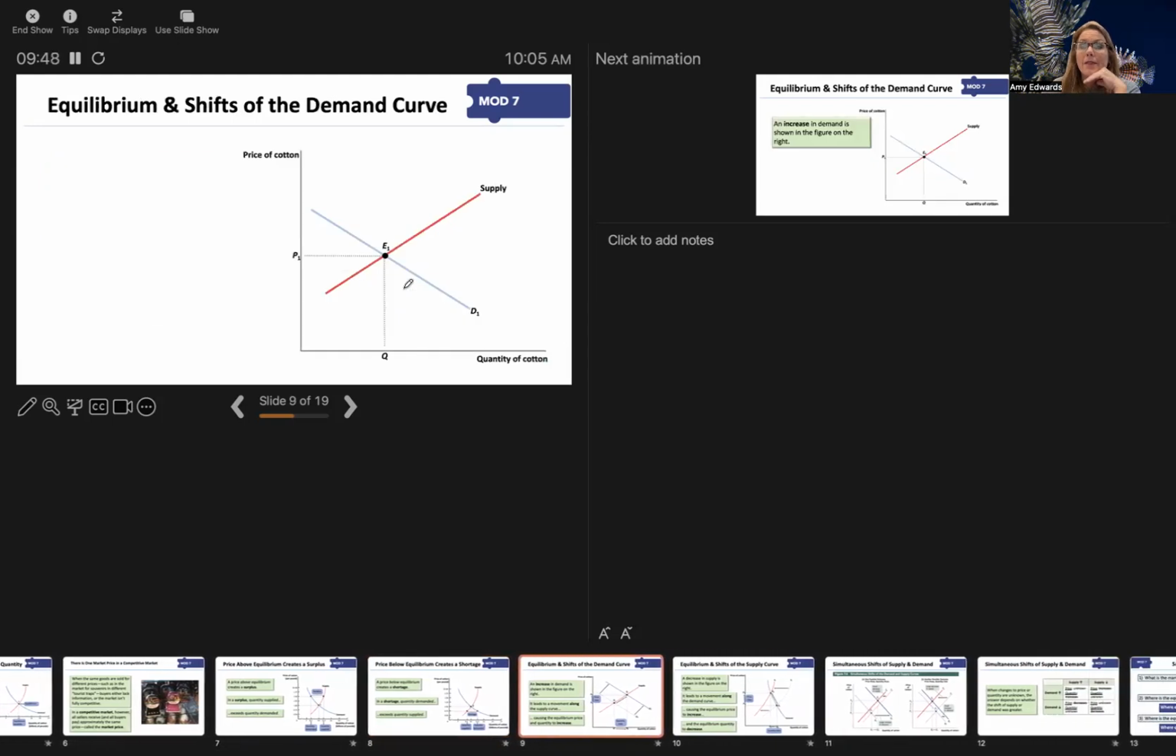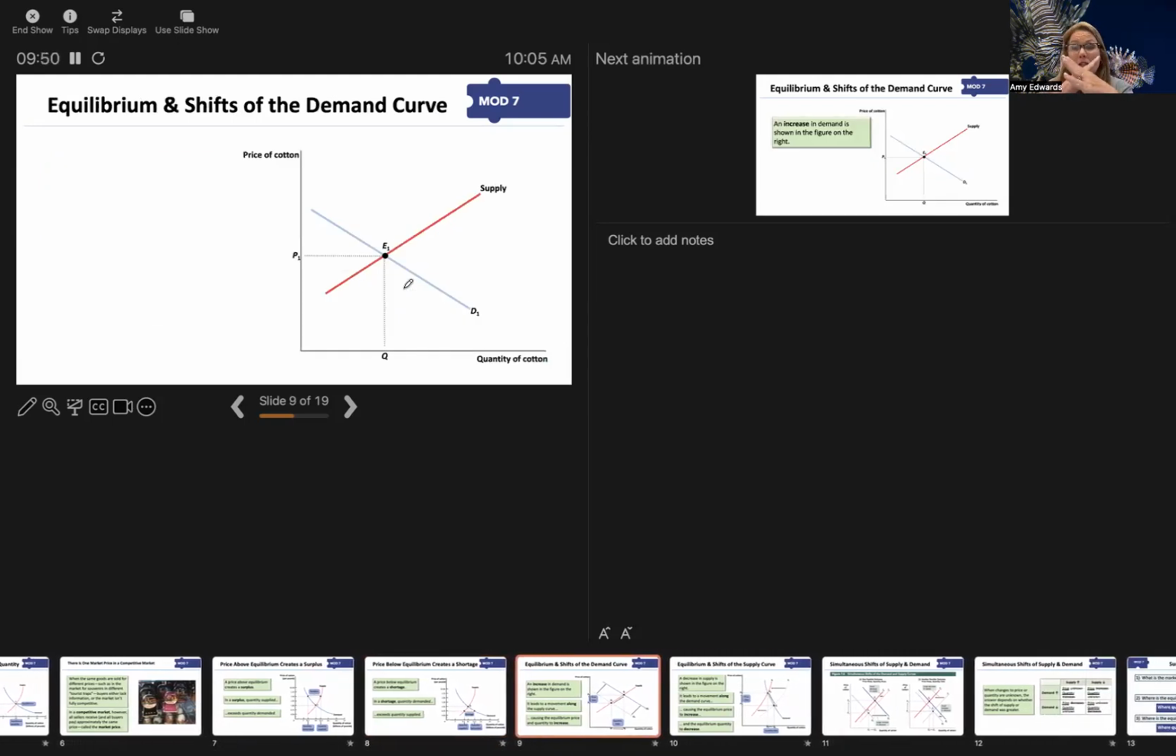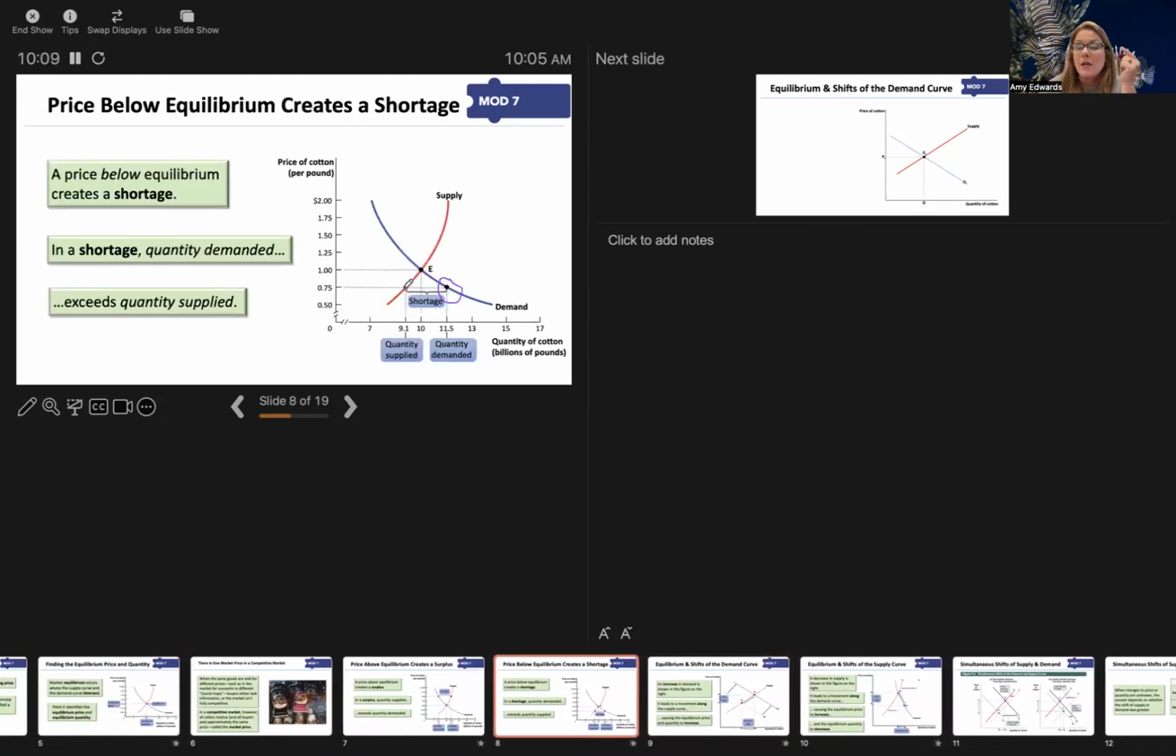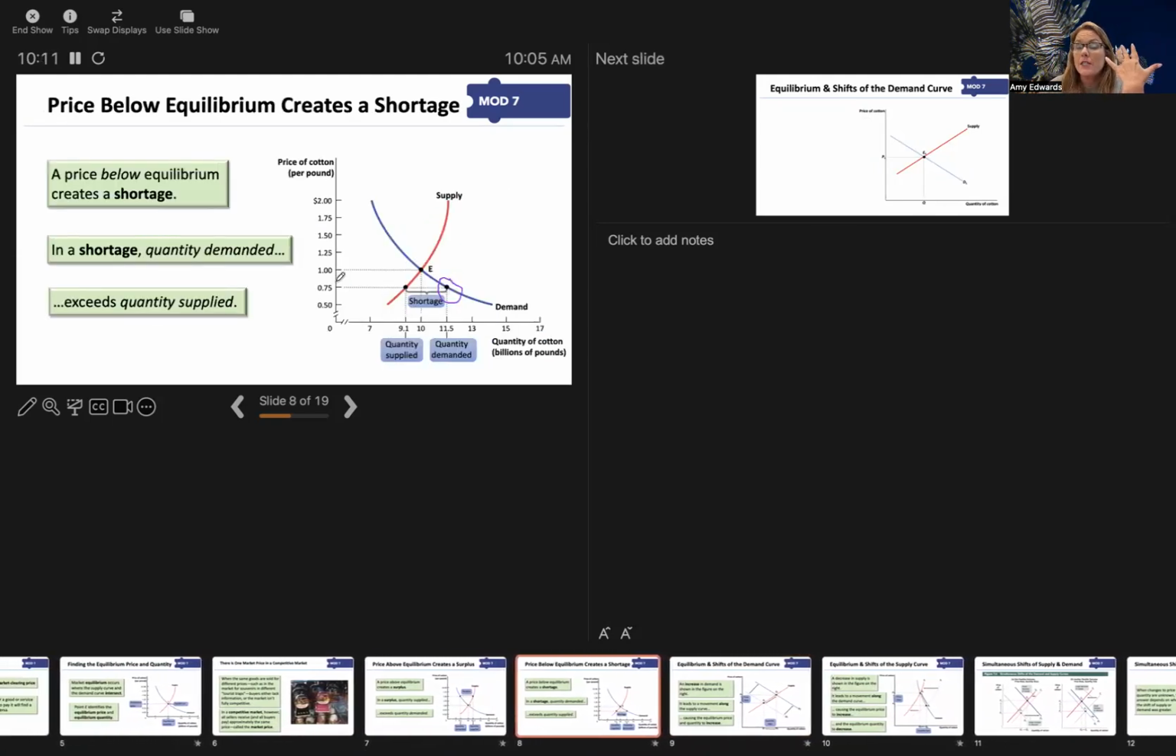Now, this has just been when we've talked about supply and demand, and we haven't changed anything else. What happens when something other than price causes a shift? When it was a price change, you saw we could have a surplus or a shortage. Okay. Now, one thing I want you to always remember, let me go back to this. So let's just say the price of cotton dropped to 75 cents.